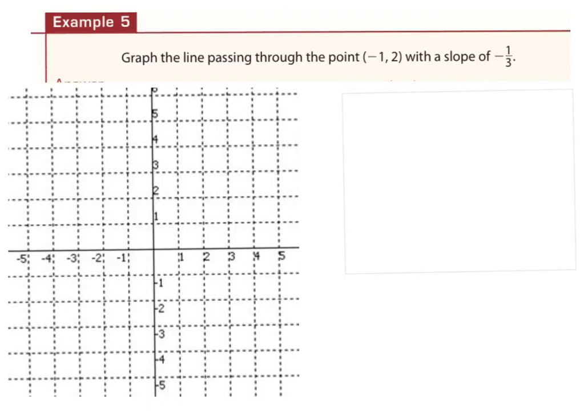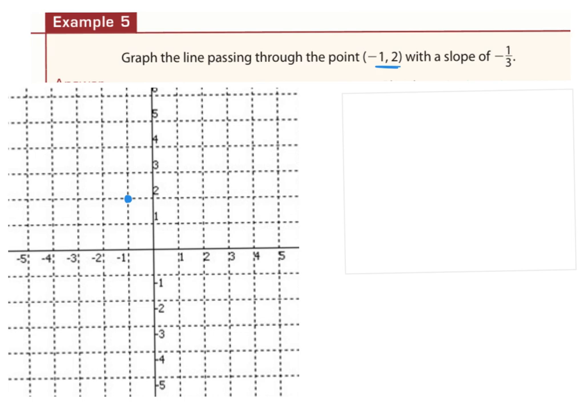So if I can figure out my slope by walking, I can also graph by walking, all right? So they want me to graph a line that passes through a specific point and has a specific slope. They have given me the point. Think of the point as your starting point. The point they gave me is negative 1, 2. So if I am graphing this line, I am going to go to my starting point here, which is negative 1, 2. That's right here on my graph. And then they gave me a slope of negative 1/3.